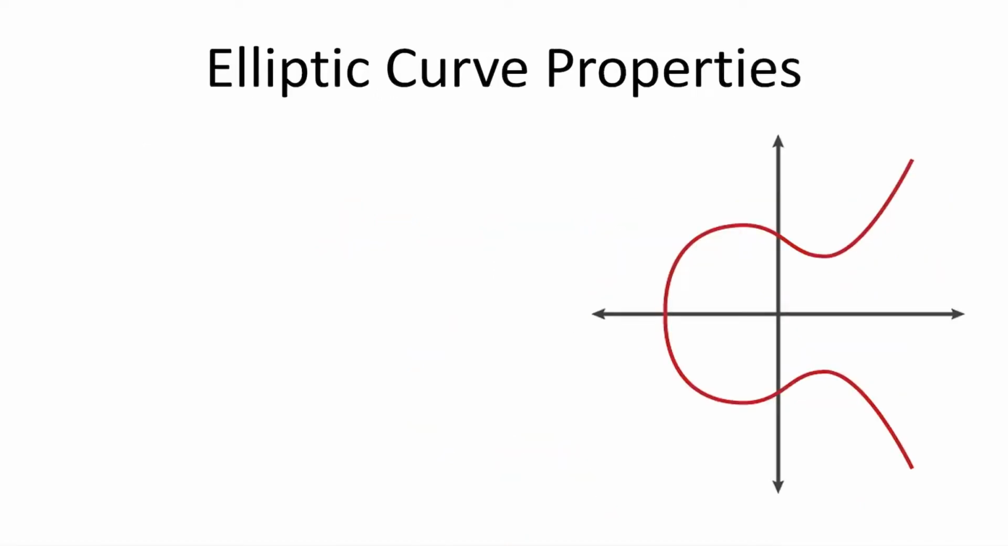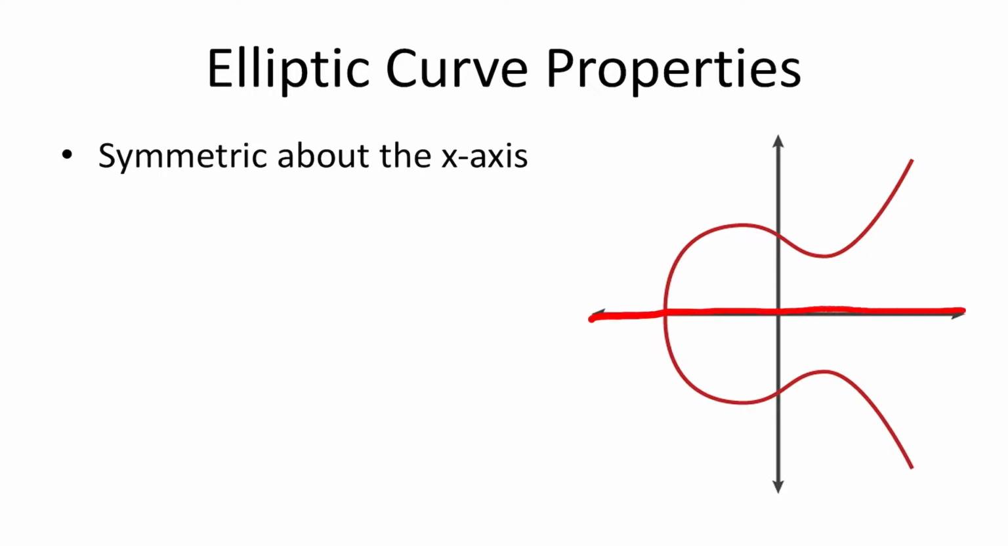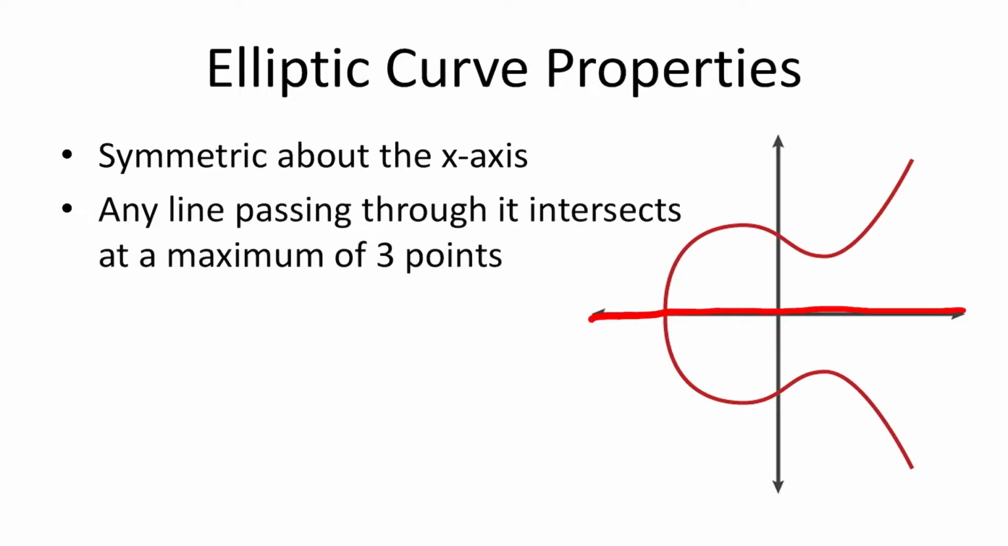So there are several properties of elliptic curves. First, notice how it is symmetrical about the x-axis. So we have the same shape of the curve above the x-axis and the same shape below the x-axis. This is because we have a y squared in the cubic equation we just saw. So for every x coordinate that you choose, we have a positive y coordinate and a negative y coordinate. Secondly, any line passing through the curve intersects the curve at a maximum of 3 points. For instance, these are 3 lines, and you can see here all of them intersect at a maximum of 3 points on the curve.